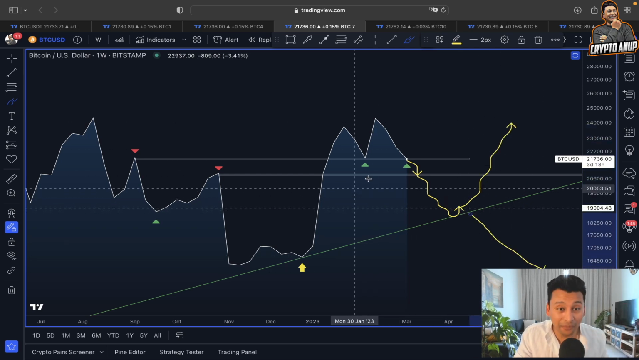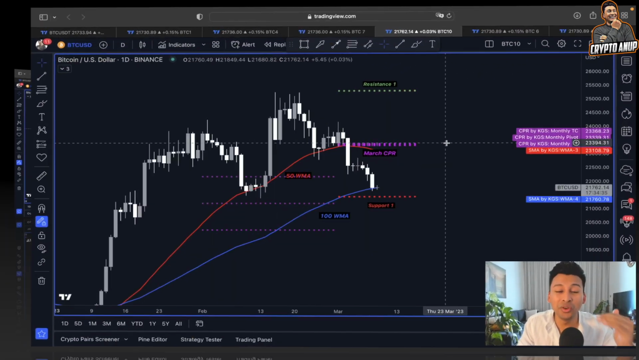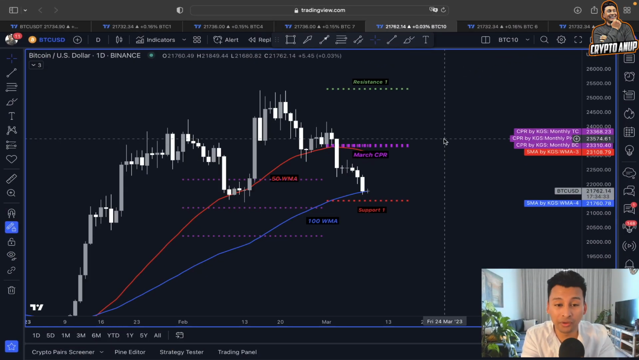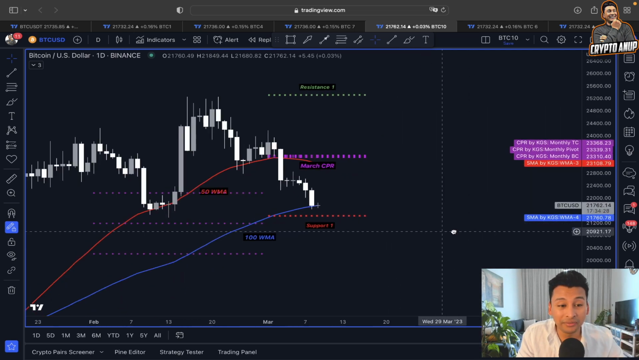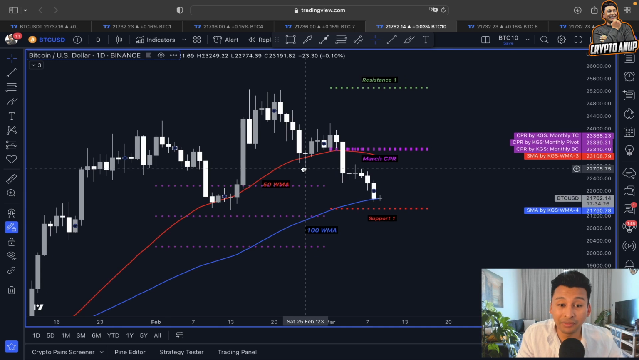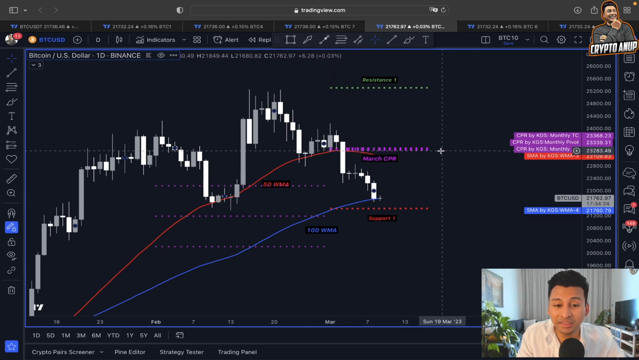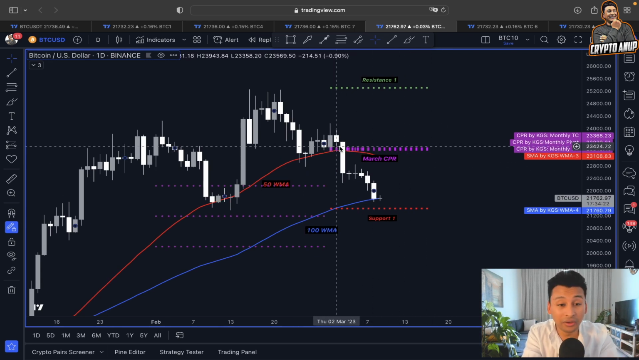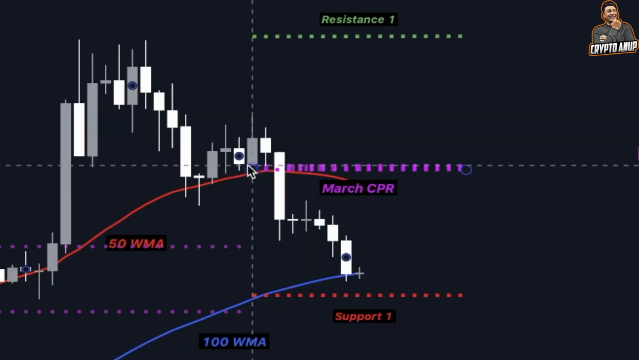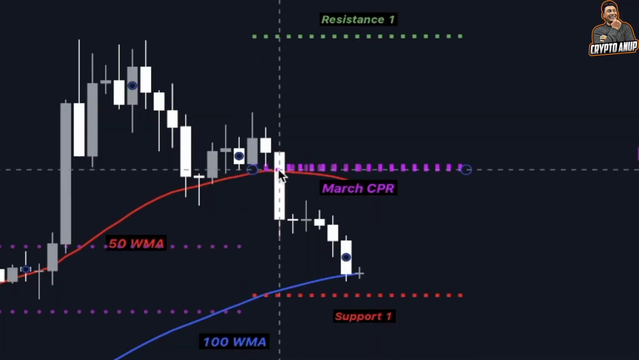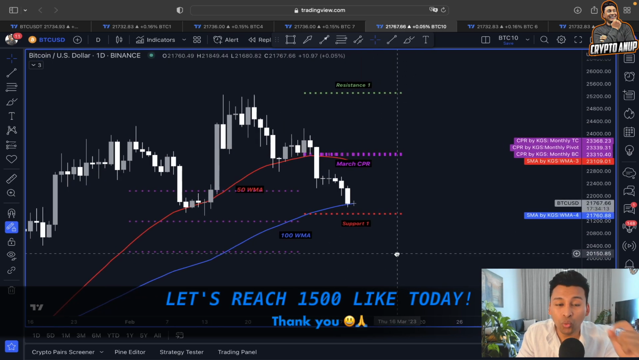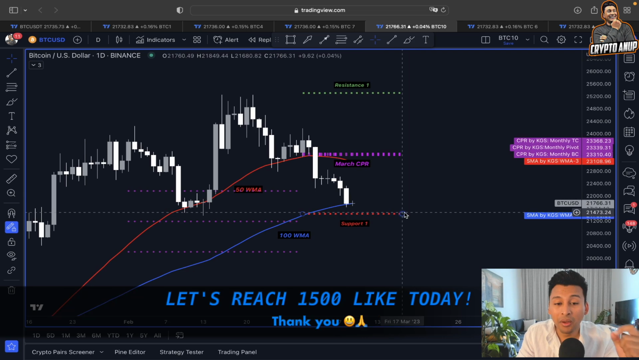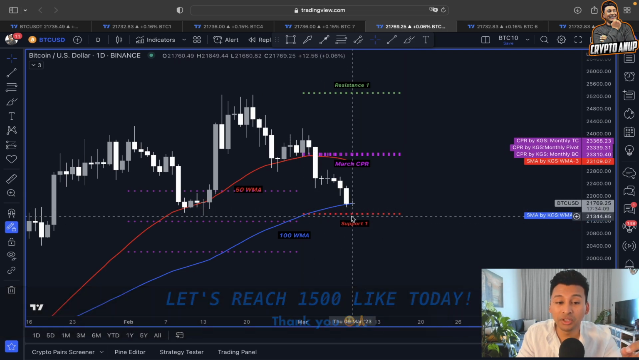like this. And now let me show you another reason why this would make a lot of sense, because you can see when the price of Bitcoin was above this 50 weighted moving average, above this monthly CPI line, I was very clear this line is an important line of support. And once we break below, we could be seeing a gravitation towards this 100 weighted moving average and even the monthly S1 line for this month of March.